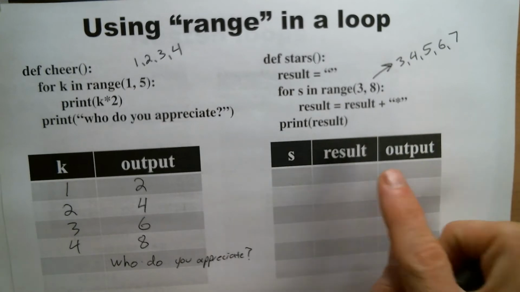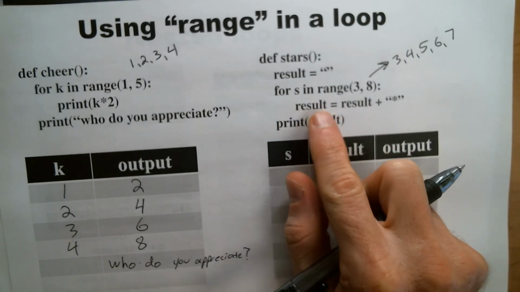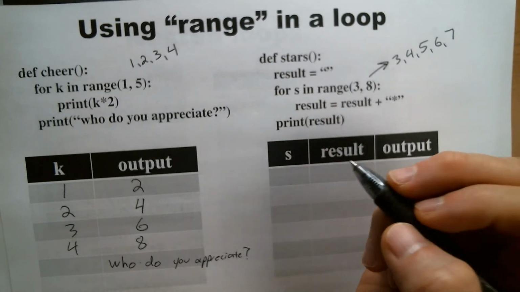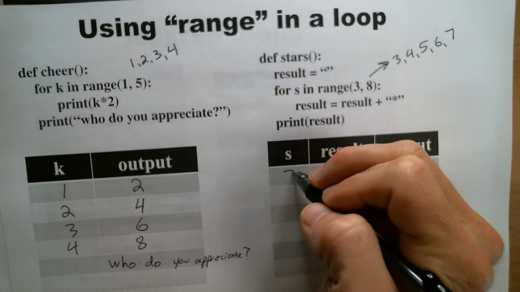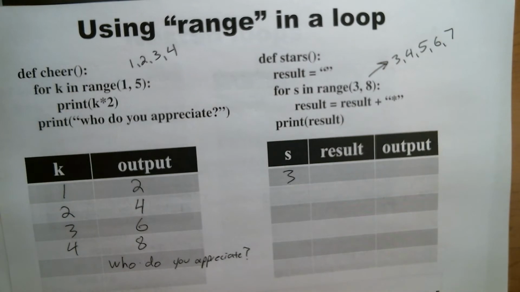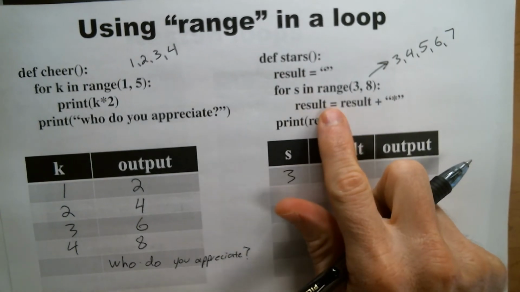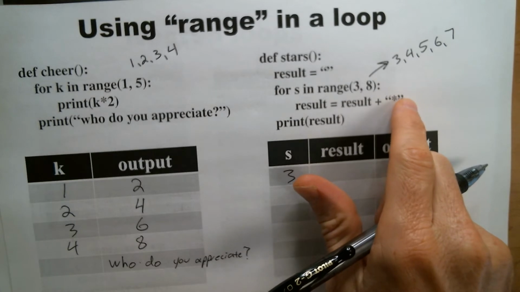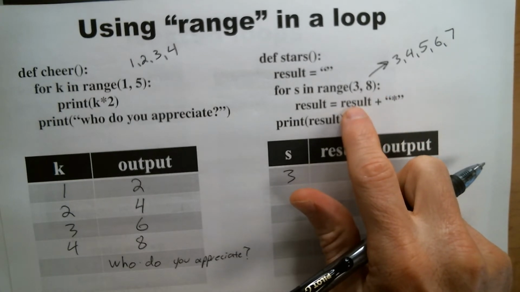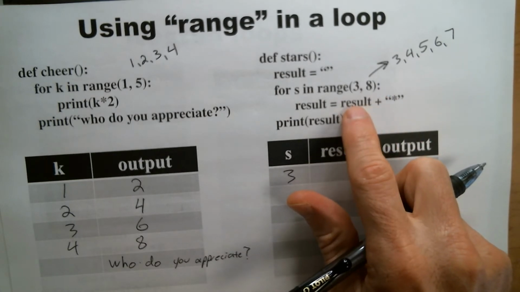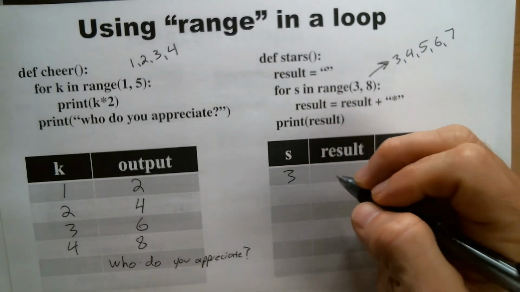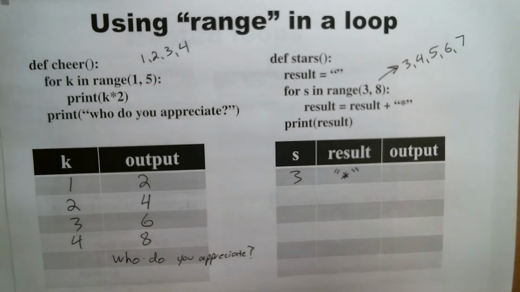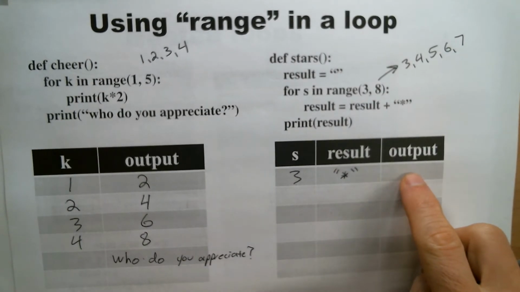Now, this one's a little interesting because we're not actually printing anything out in here. All right, so S is going to start off at 3. Result is going to be equal to whatever it used to be plus a star. So the very first time result was empty. So we're basically just saying do empty plus a star. So the only thing that's going to be in there is a single star. And then again, we're not outputting anything.